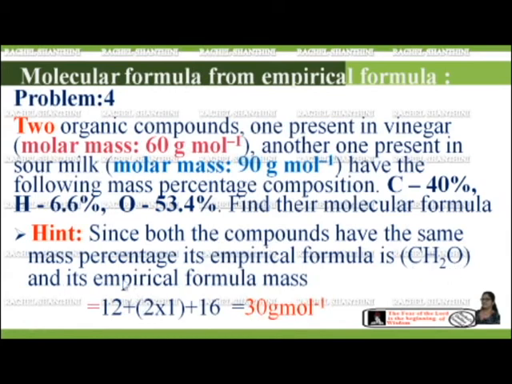From this, we can calculate the empirical formula mass. To calculate the empirical formula mass, we need to add the atomic masses of the constituent elements present in the compound. So here we have one carbon, so 12, plus two hydrogen, 2 into 1, plus one oxygen, 16. When we sum up all these numbers, we get 30 grams per mole as the empirical formula mass of this compound.